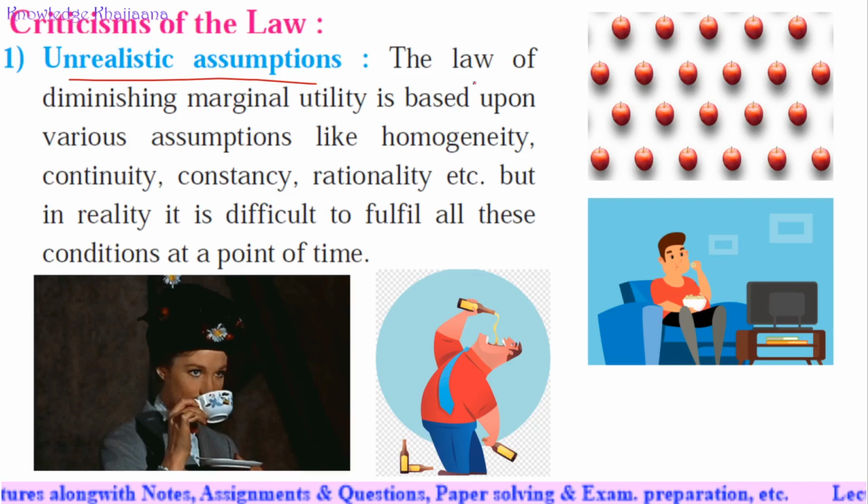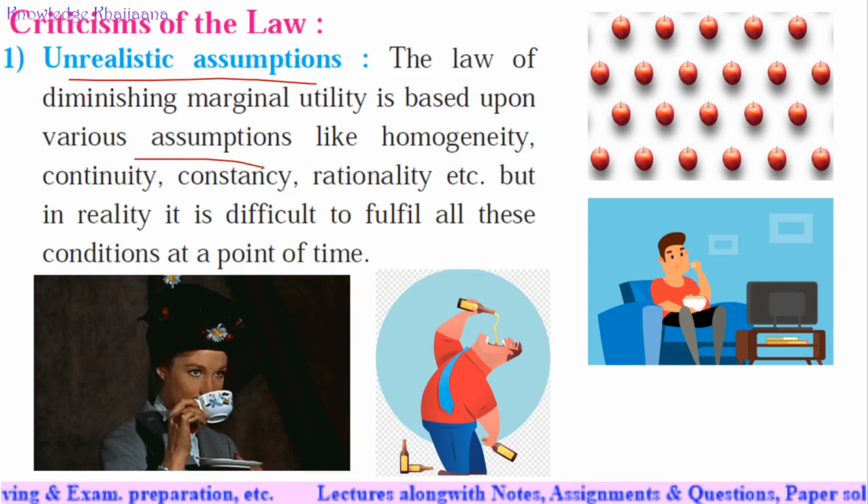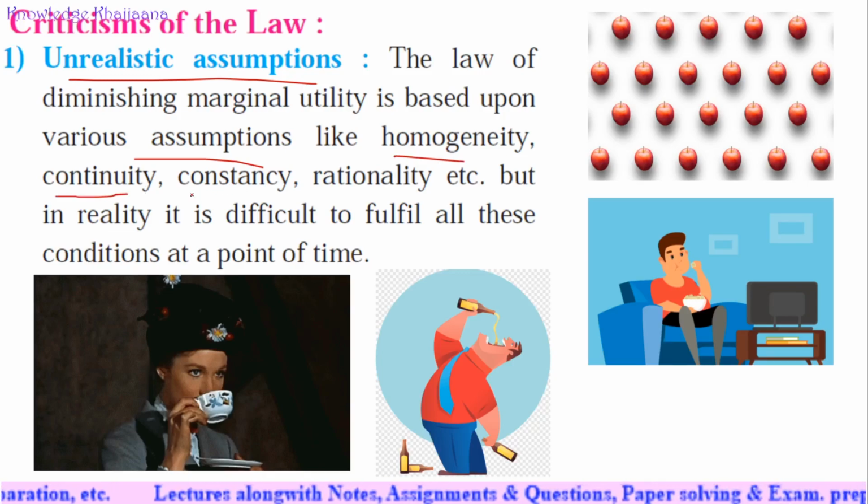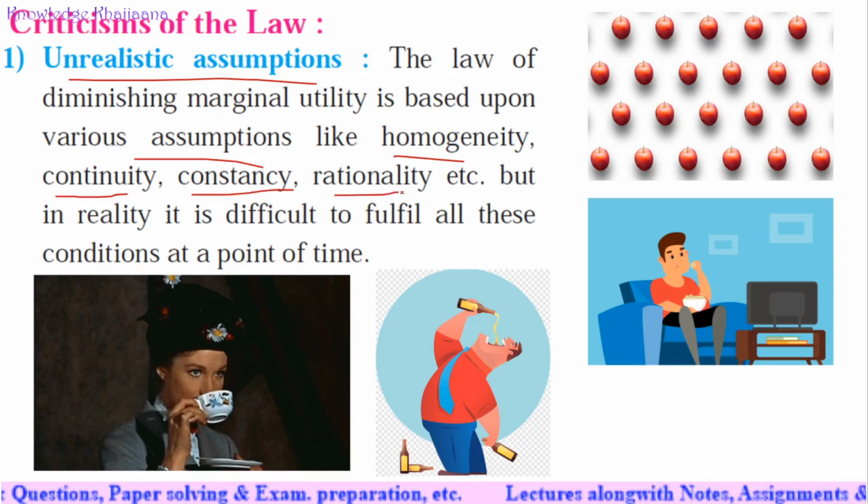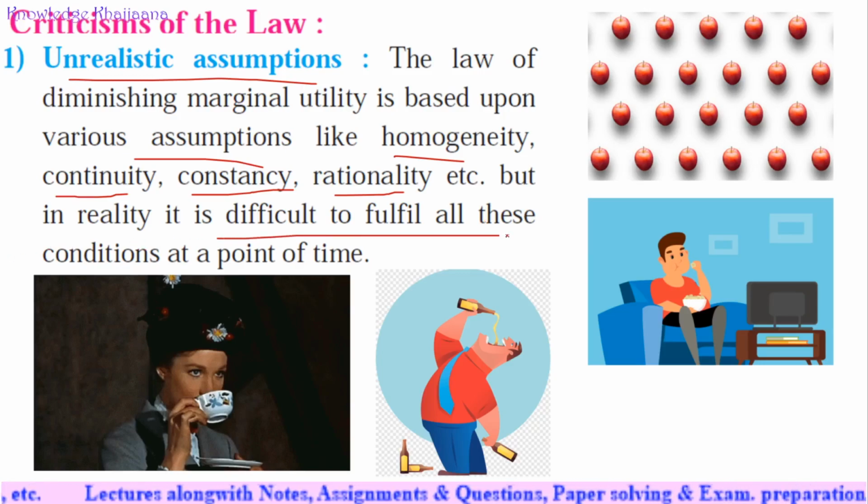The law of diminishing marginal utility is based on various assumptions that we have seen. Which are the assumptions? The product must have homogeneity. There should be continuity in the consumption. There should be constancy in the behavior of the consumer. The consumer must be rational. There were many assumptions there when we want to prove the law of diminishing marginal utility. But in reality, it is difficult to fulfill all these conditions at a point of time.